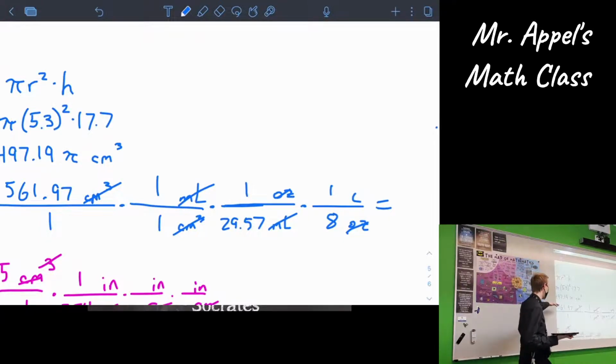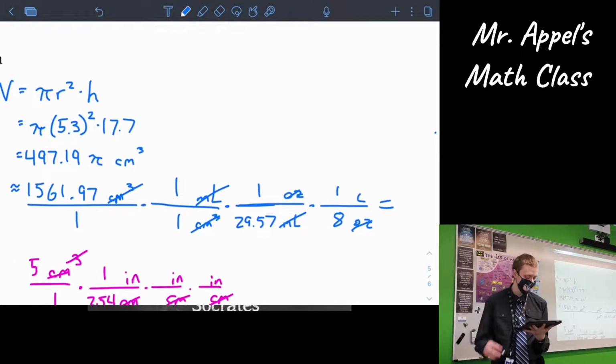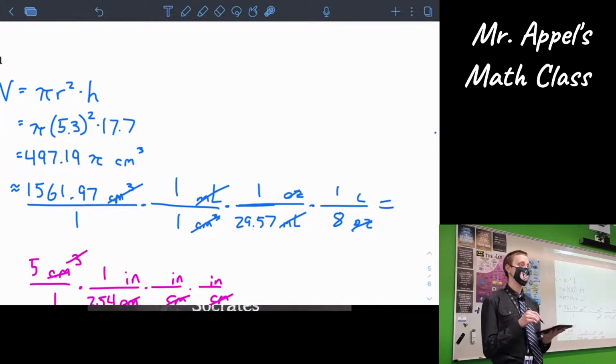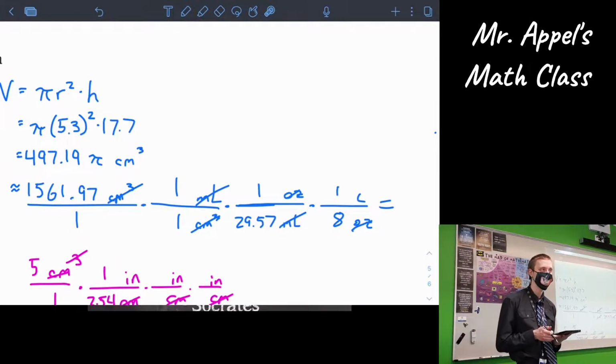You take the starting number, multiply by everything up here. Turns out they're all ones. We can skip ones because they don't change the number at all. And then divide by everything down here. Again, we can skip the ones. So we're going to take our 1,561.97, divide by 29.57, divide again by 8. Go ahead and do that now.